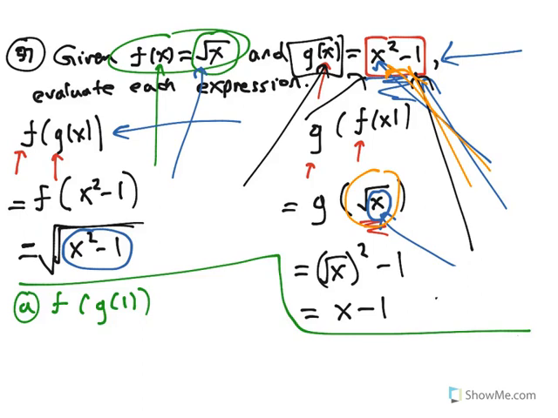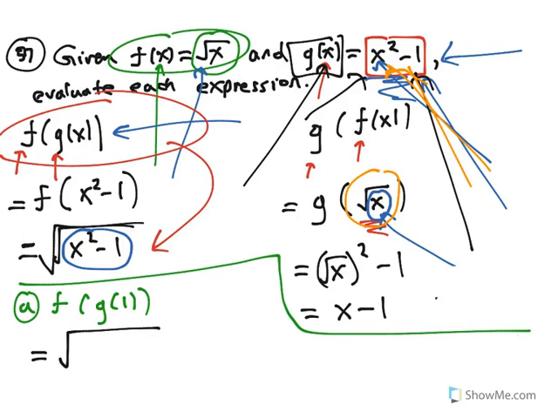So how do you find f of g of 1? Now that we have found f of g of x, which is right here, we can use that to find f of g of 1. It would just be the square root of, the input will be 1, so we will have 1 squared minus 1, which would be the square root of 0, which would be 0.